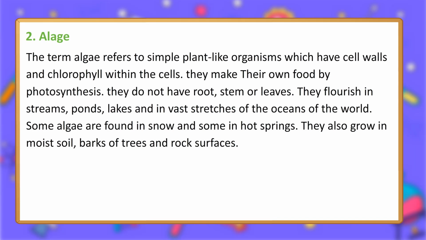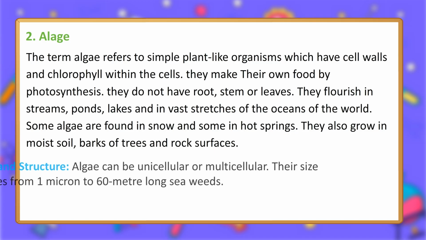2. Algae. The term algae refers to simple plant-like organisms which have cell walls and chlorophyll within the cells. They make their own food by photosynthesis. They do not have root, stem or leaves. They flourish in streams, ponds, lakes and in vast stretches of the oceans of the world. Some algae are found in snow and some in hot springs. They also grow in moist soil, barks of trees and rock surfaces.